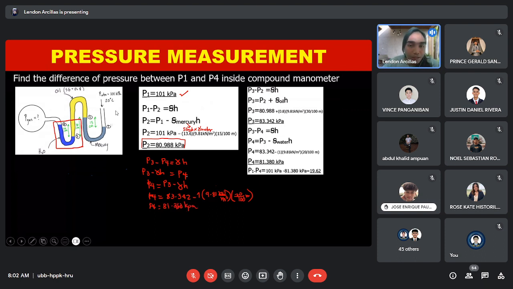Therefore, ang hinahanap is P1 minus P4. So to find P1 minus P4, P1 minus P4 is 101 minus 81.380. Therefore, that is 19.6862. As you can see, yung P1 natin is below than of P4. Therefore, mas malaki yung P1.